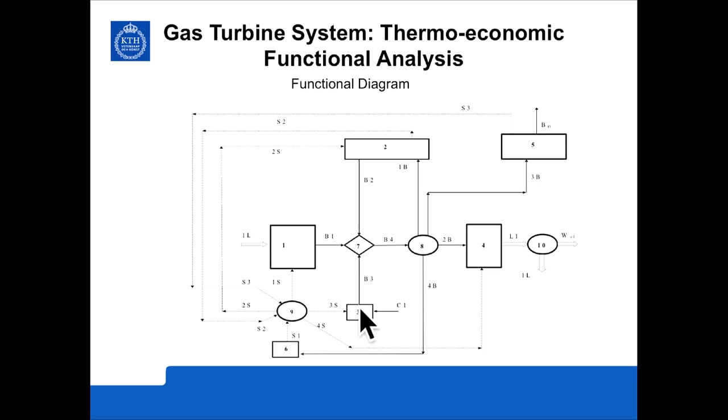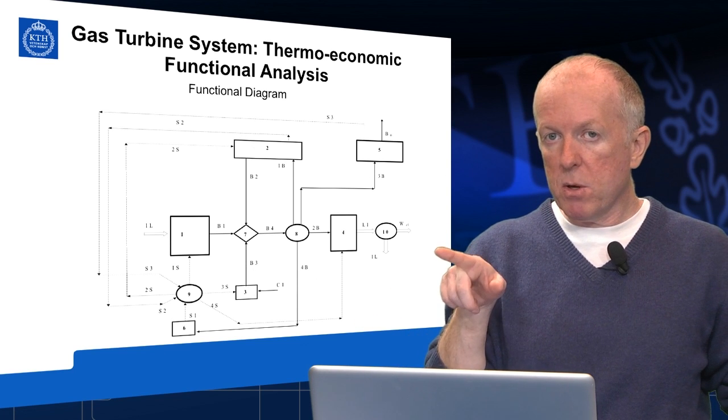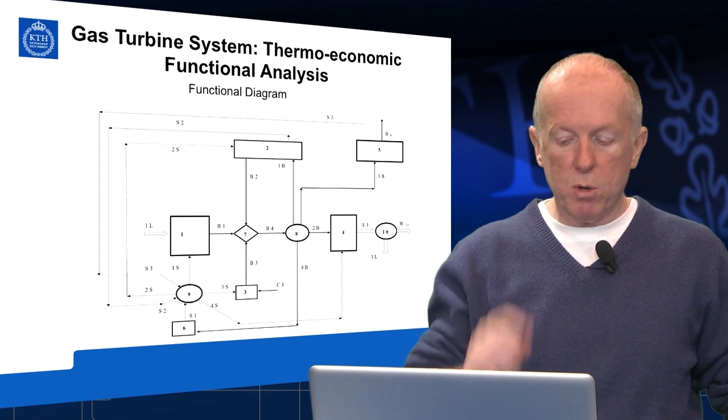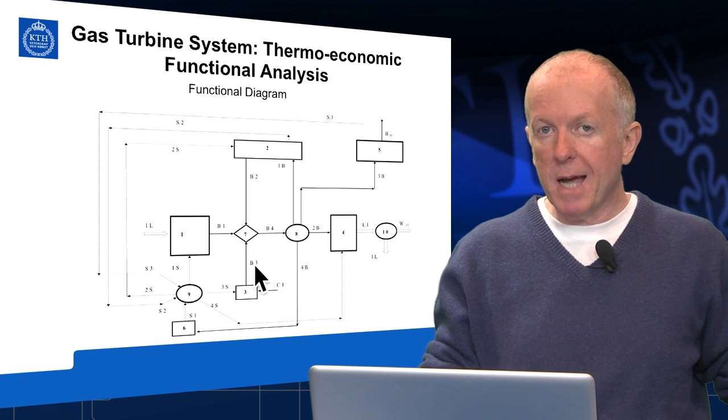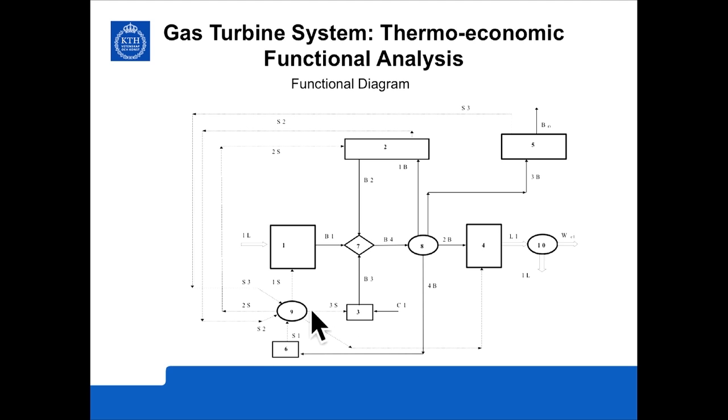Third component, the combustor number 3. It receives as a resource the exergy flow of the natural gas. It produces as a product the exergy flow B3, which is the difference between the exergy of the combusted gas after the combustor and the inlet air before the combustor. But notice that the combustor also receives as a resource a negentropy flow 3S, which is used to compensate the entropy production inside the combustor.